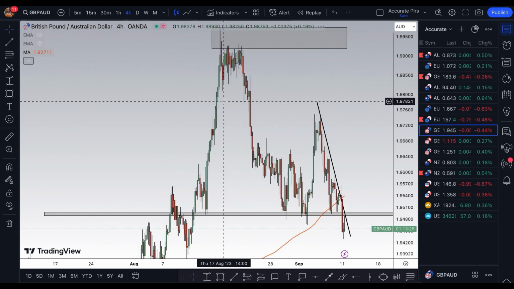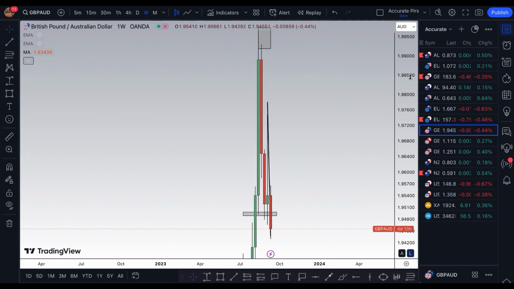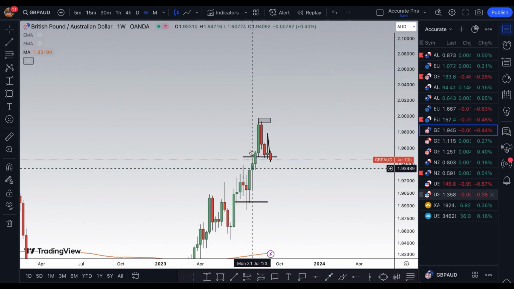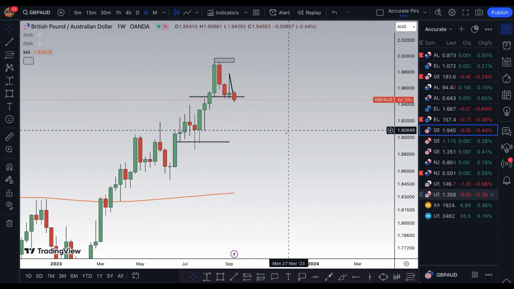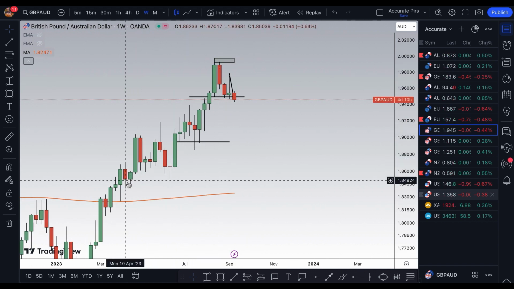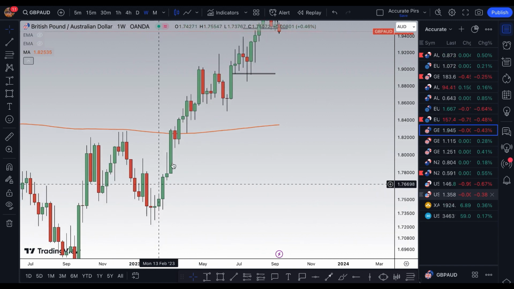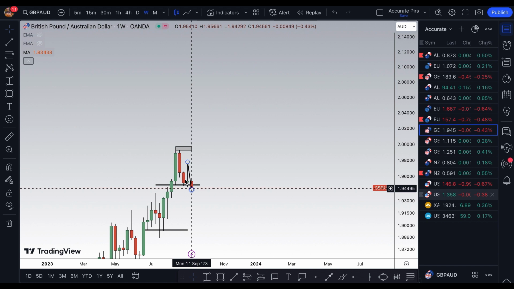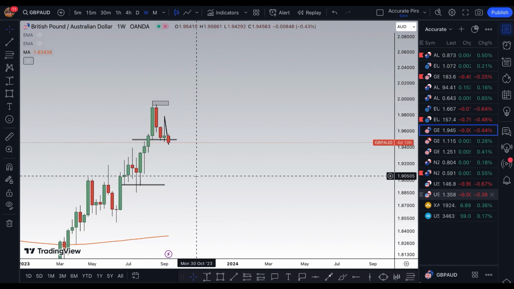Wow, we have got a close beyond the support level. So let's look at it on a weekly time frame. And I did say, I do believe now we're going to get a pullback, because this market has been pushing towards the upside since the beginning of this year. Yeah, January.